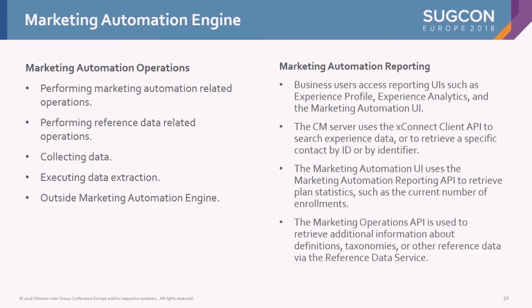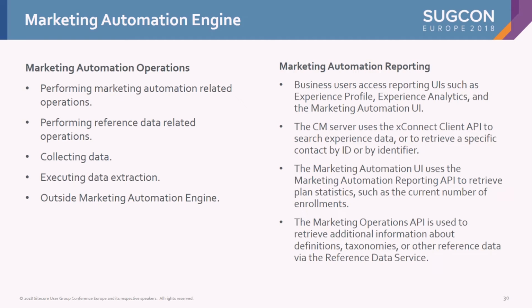The marketing automation operations API is mainly responsible for three things. First, the enrollment of contacts in single or multiple plans. It actually runs as an async batch, so you can expect some delay, and it's going to give you an indication of whether the processing is going to happen successfully or not, and it's based on priority.